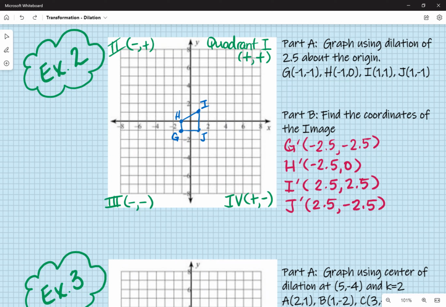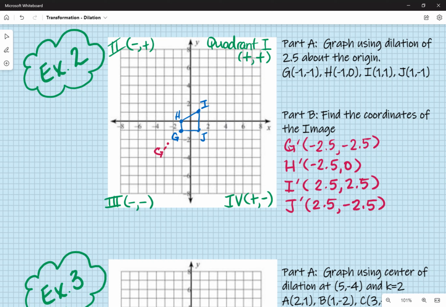from your origin. It should be 2.5 times -1 for G. So I know I'm going to go over to the left, -2.5, and then down 2.5. So that's going to be my G prime. And all I'm doing is counting out from the origin. 1, 2.5, 1, 2.5. Okay, that's for the G prime.